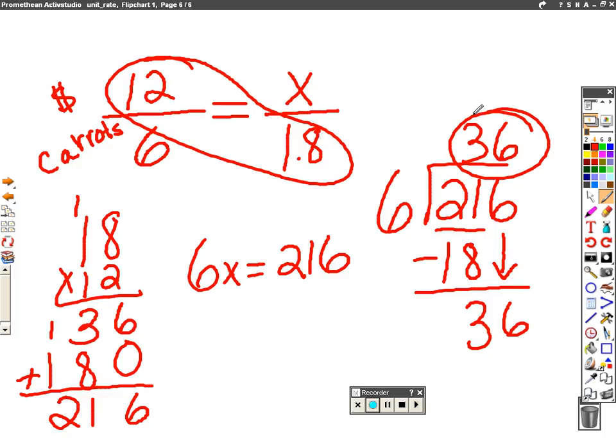You are going to go ahead and try to practice these problems. Remember, the key piece is that you write your labels. So I had money over carrots, money over carrots. Because if you write the label and you stay consistent, you won't set up your proportion wrong. And then you cross multiply the numbers that are across from each other and divide by the leftover number. Good luck.